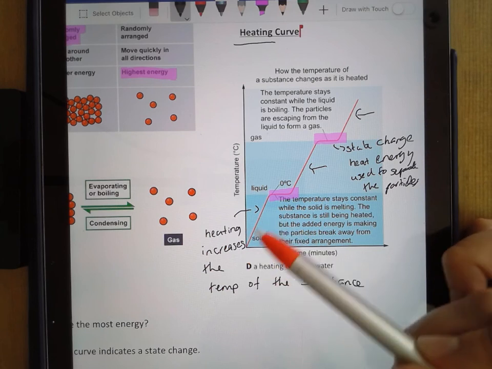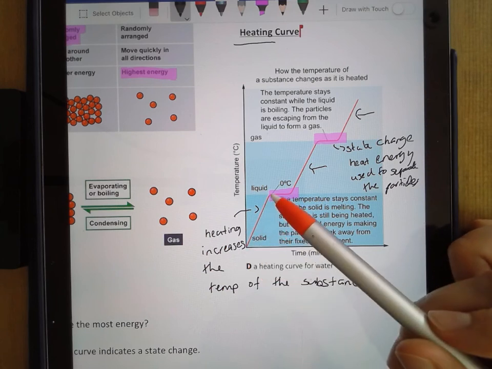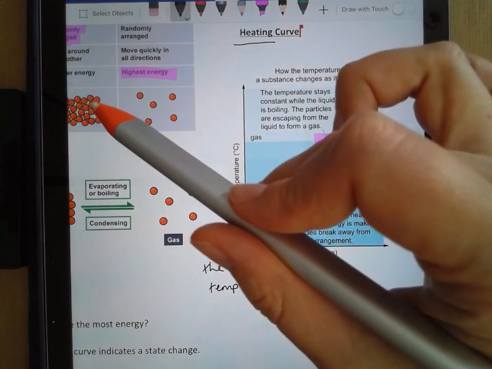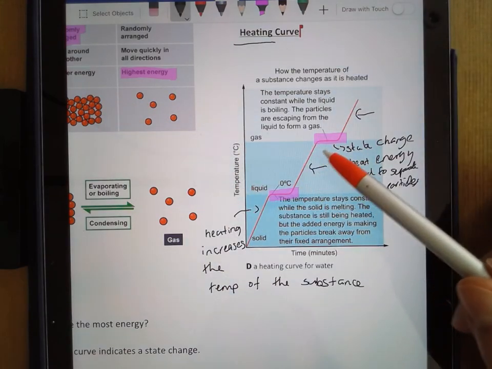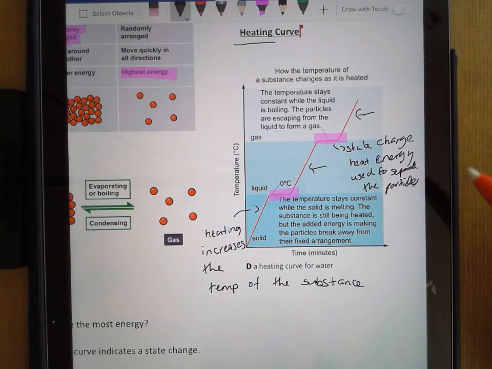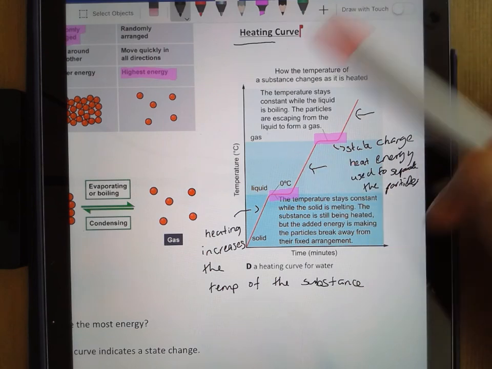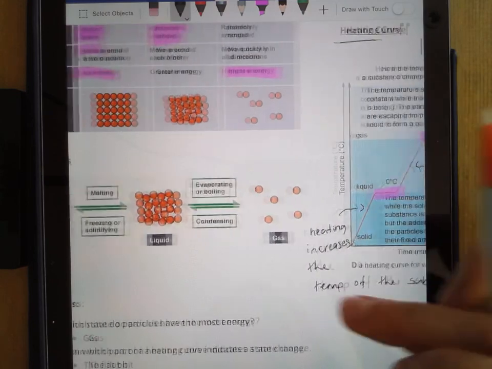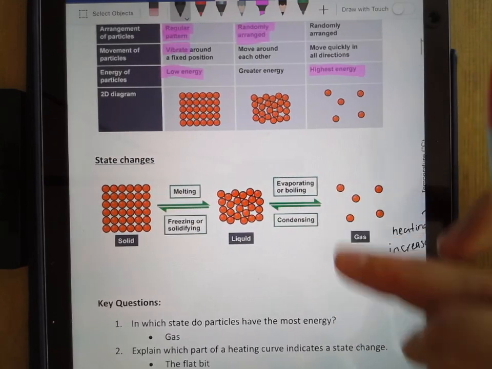Although they're getting faster and faster, while a solid, it will still only ever vibrate. As a liquid, those particles will still be touching each other and moving around each other, and it's not until they're a gas that they'll be able to move freely in any direction. So this is a heating curve. Be able to describe a heating curve and describe what is happening on a heating curve.